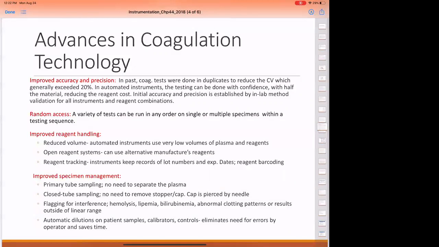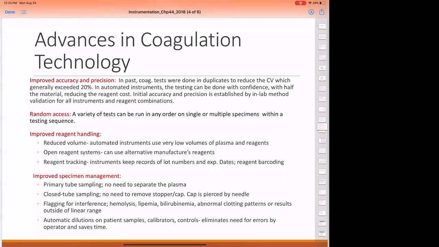Many instruments in COAG operate with an open reagent system, which means that, for example, if you're using a Stago instrument, you don't necessarily have to use Stago reagents. You can use alternate manufacturers' reagents. It also uses what's called reagent tracking. Instruments keep records of lot numbers and expiration dates and do reagent barcoding.